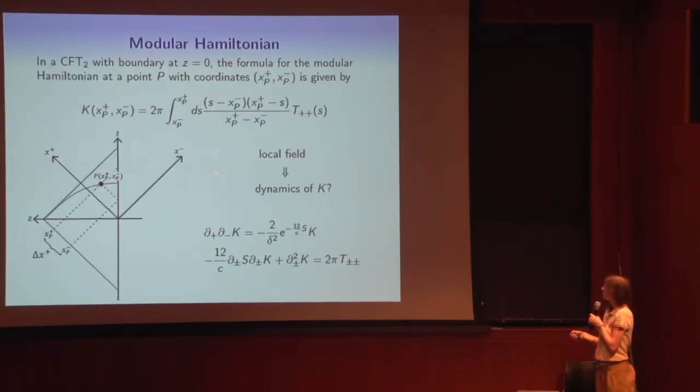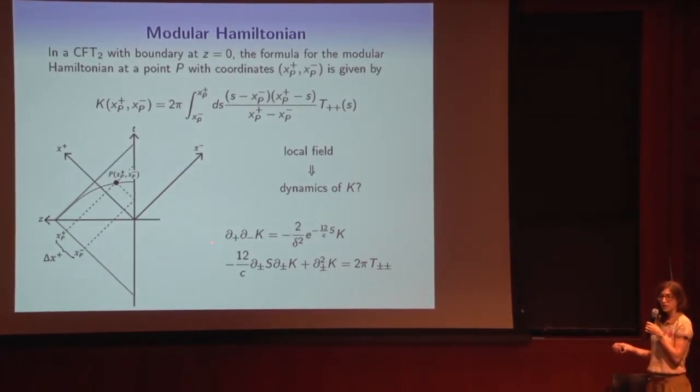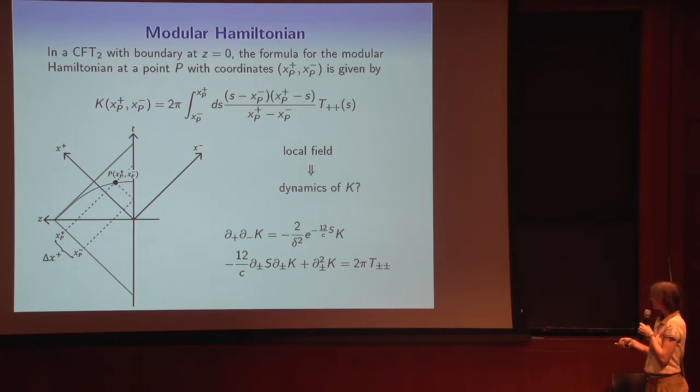And now we can repeat the same exercise for the modular Hamiltonian, which is given by this formula. So by taking derivatives with respect to x plus and x minus, we find that these are the equations that are obeyed by the modular Hamiltonian.